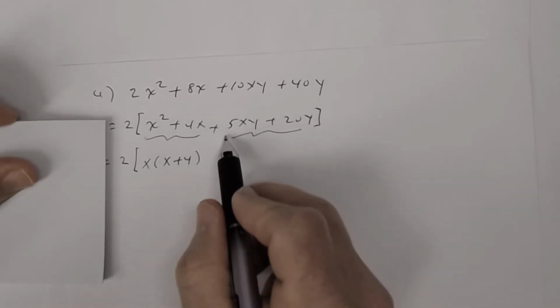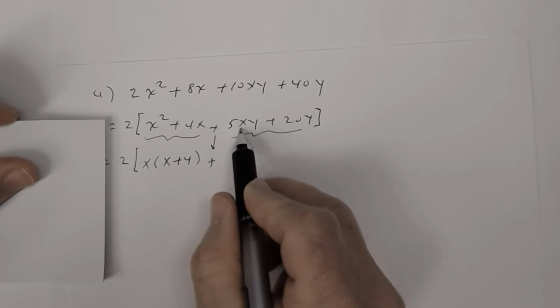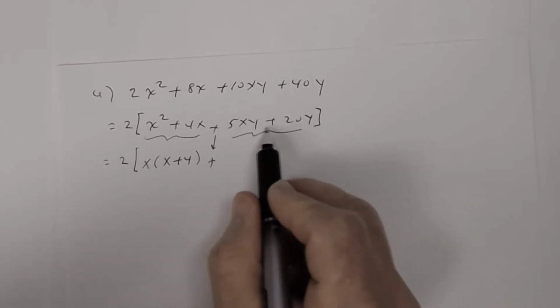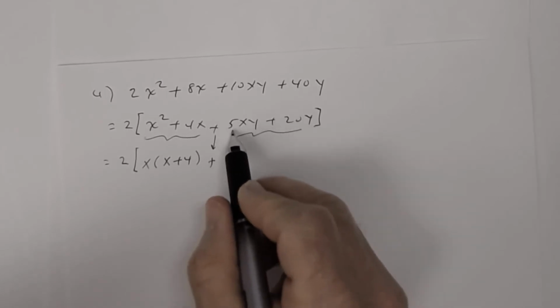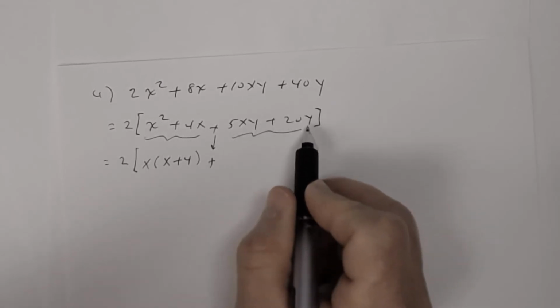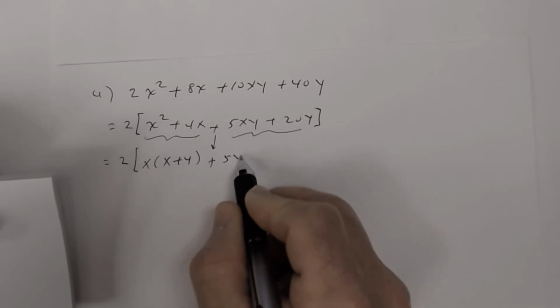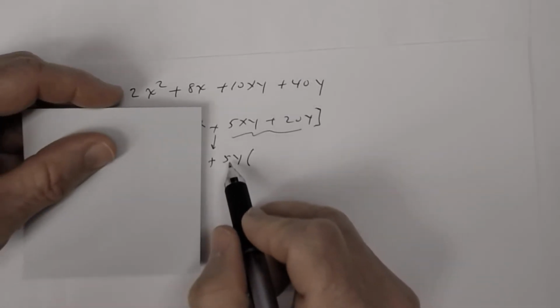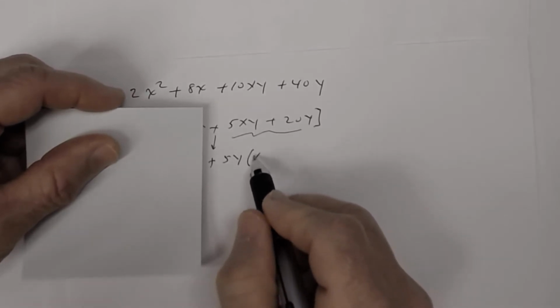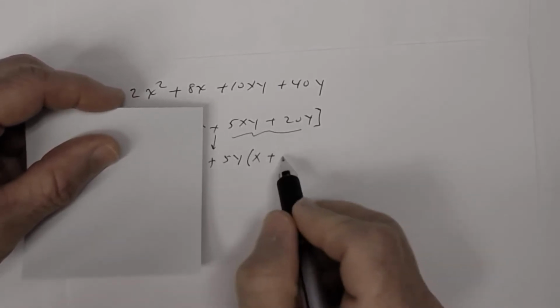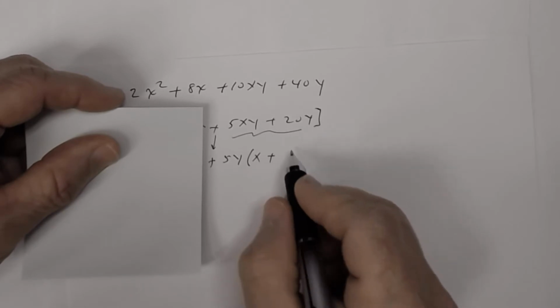Over here, you're going to factor out a positive, and then if you look at this, they both have a y, and what else do they both have? A 5, right? So the GCF of these 2 terms is 5y. So that would be plus 5y times, and then 5y times what term is 5xy? Well, x, plus, and then 5y times what's 20y? 4.